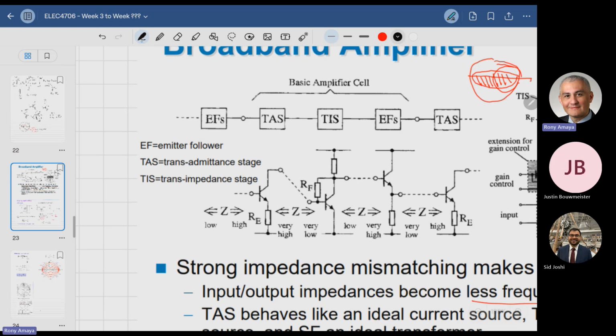So how do you compensate for that? Bring down that low impedance. Low impedance, very low impedance. And then you basically amplify with another high impedance. And then you basically add another low impedance. So it's a combination of high impedance, low impedance, high impedance, low impedance.